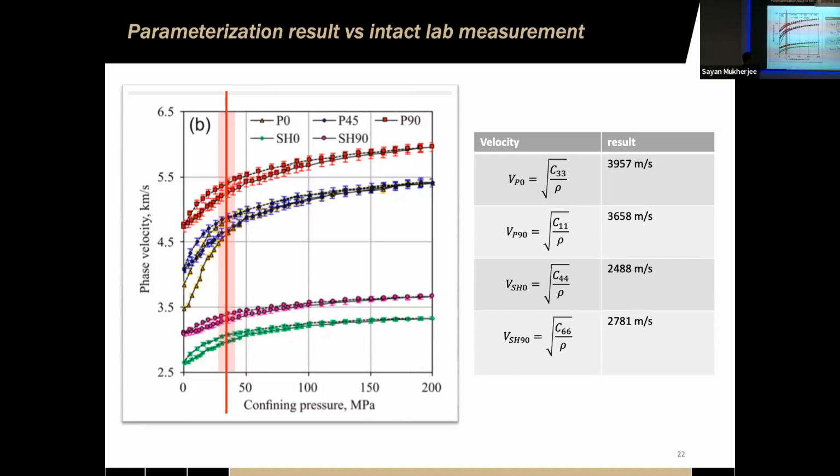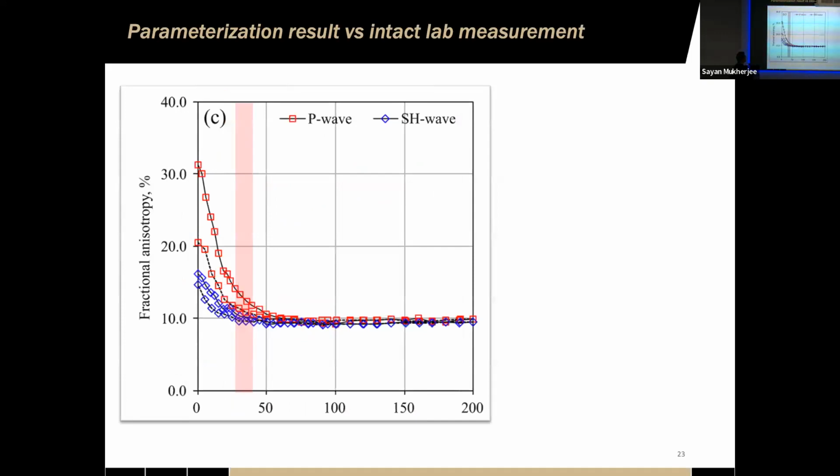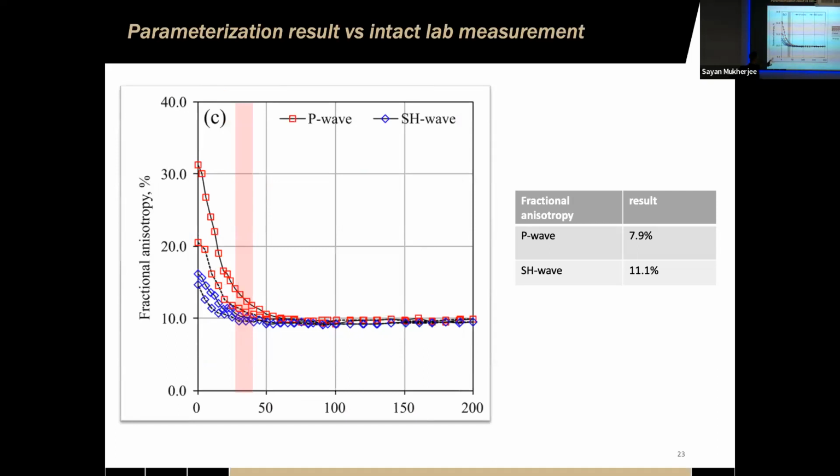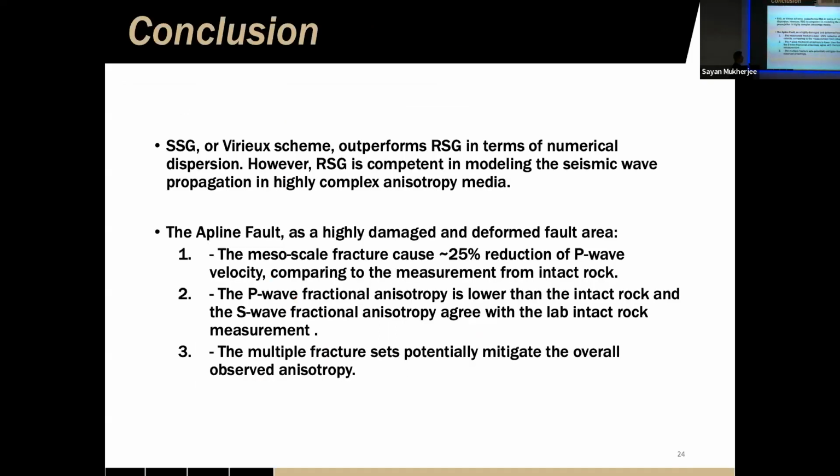We can conclude that, no matter P wave or S wave, there is some kind of reduction, about 25%. And in terms of fractional anisotropy, compared with the intact core, the P wave for the intact core should be more than 10%. But in this case, from our inversion of the core, it's only 7.9%. But for the shear wave, it's at almost the same level, about 10%. So I will conclude here.